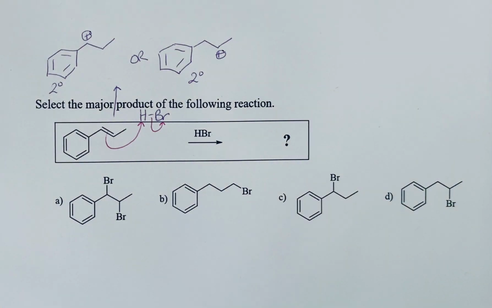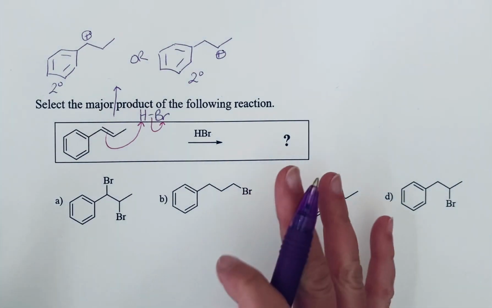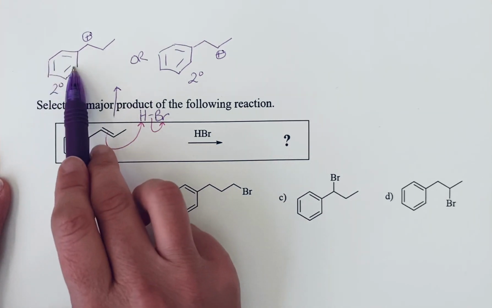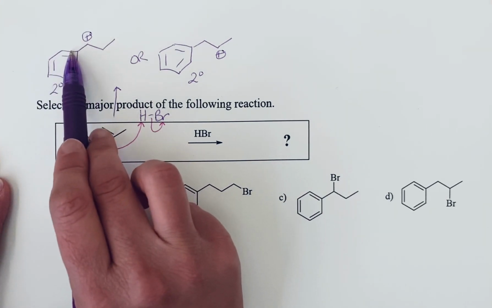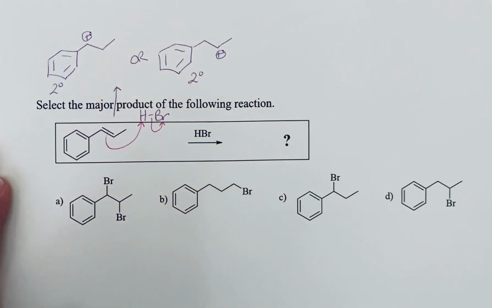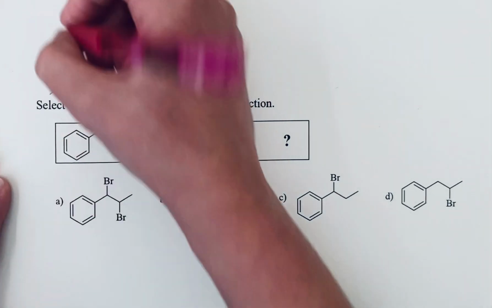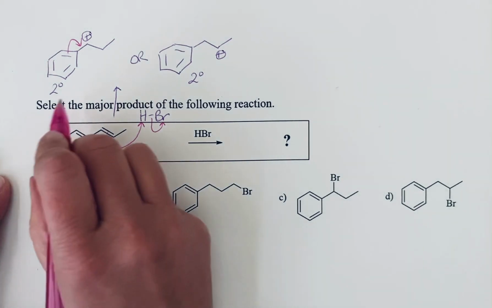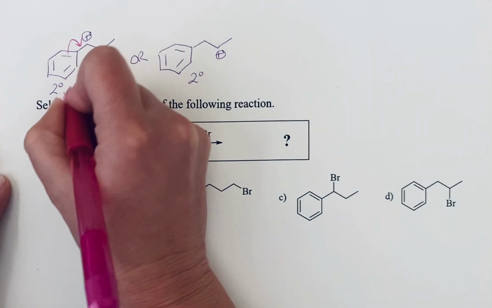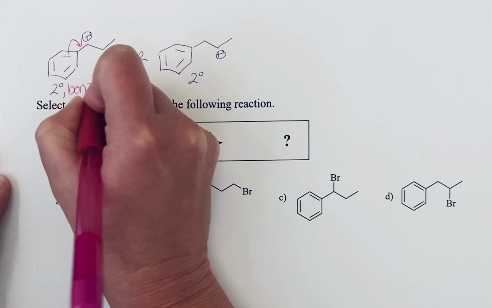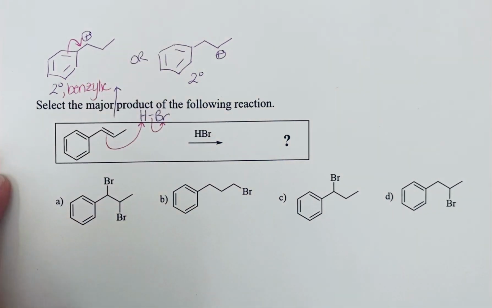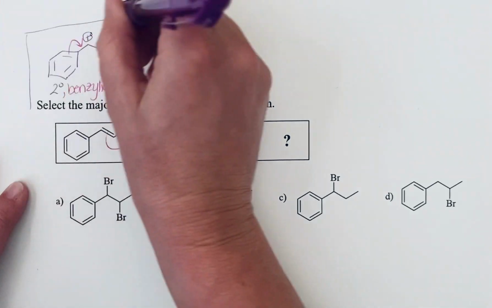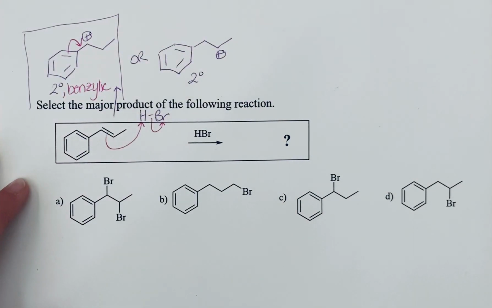And then we want to look and say, okay, is there anything that could make one of these more stable than the other? And hopefully we're paying attention to this benzene ring, and we see that this cation is on the adjacent carbon. And so that means that we've got some resonance stabilization here. So this is not just a secondary carbocation, this is a secondary benzylic cation. And so that means that this is going to be our more stable carbocation.